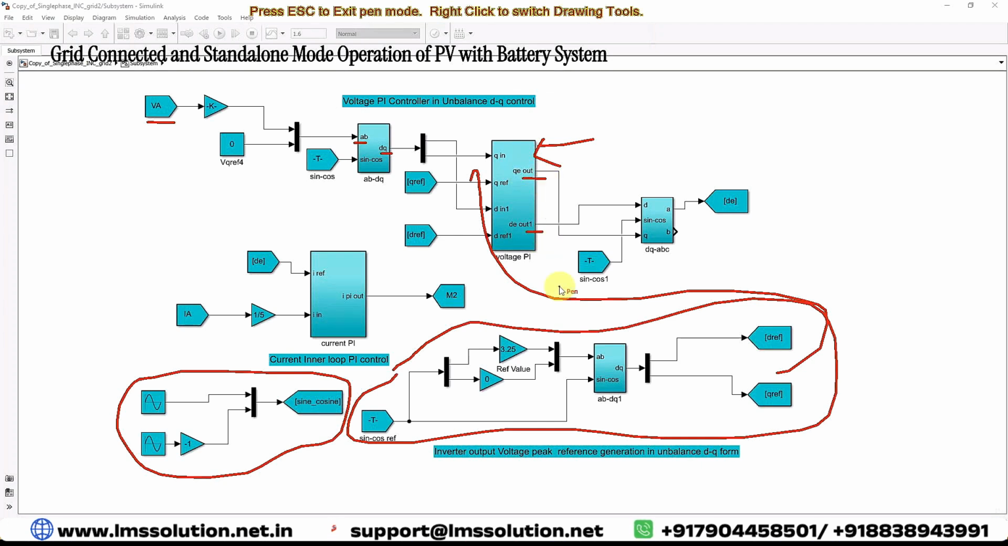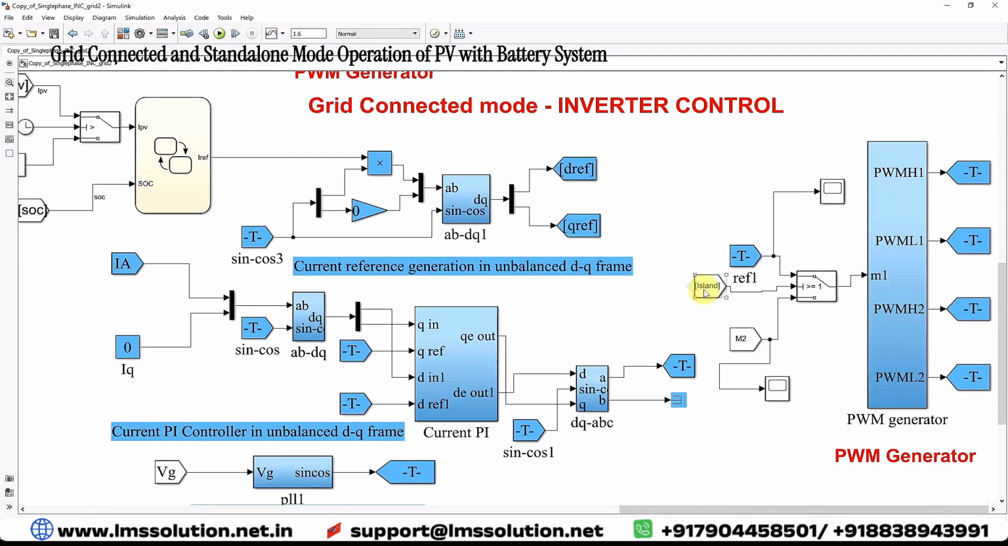quadrature axis control voltage, which will be converted into ABC form, DQ to ABC. Then here we take only the A quantity. That A quantity is combined with the inverter current and then processed via a PI controller. This PI controller generates the modulating signal based upon the islanded load condition.